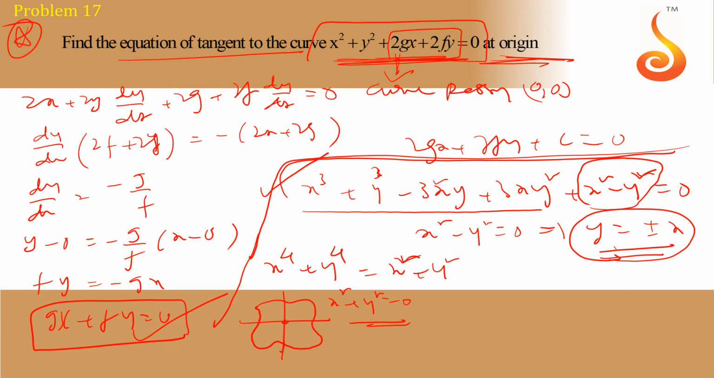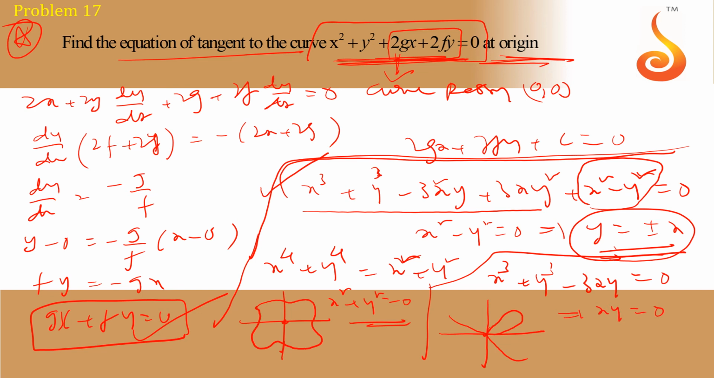Now I'll tell you one more example here. Suppose you take x cube plus y cube minus 3xy equal to 0. So the curve will be like this. Then what is the equation of tangent since it is passing through origin? xy equal to 0 is a pair of tangents.